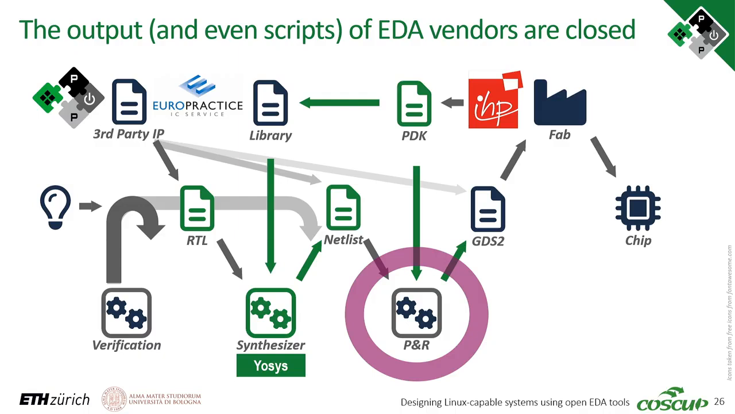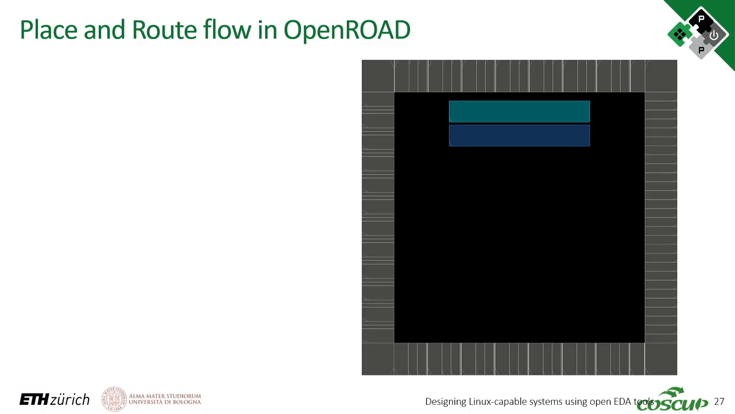So now we have the synthesis part covered. Now we actually have this netlist, the connection of the different standard cells. And the next tool is the place and route tool. Here we use a tool called OpenRoad. And the first step in it is to actually define a floor plan. So we need to tell it, this is how big our chip should be.